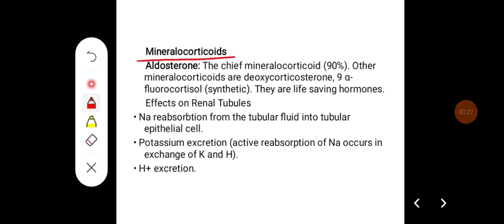Coming to mineralocorticoids, aldosterone is the chief mineralocorticoid secreted from the adrenal gland. The other mineralocorticoids are deoxycorticosterone and 9-alpha fluorocortisol, which is synthetic. Mineralocorticoids are called life-saving hormones.